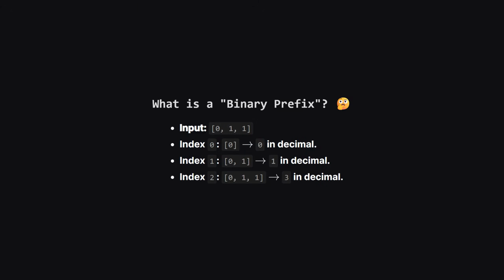Before we jump into an example, let's clarify what they mean by prefix. Imagine we have the list 0, 1, 1. When we are at the first index, the prefix is just 0. In binary, that's 0. When we move to the next index, the prefix becomes 0, 1. In binary, 0, 1 is just the number 1. Then at the third index, the prefix is 0, 1, 1. In binary, that represents the decimal number 3. So at each step, we are appending a new bit to the end of our binary number.